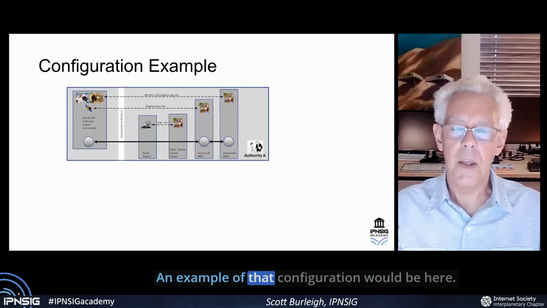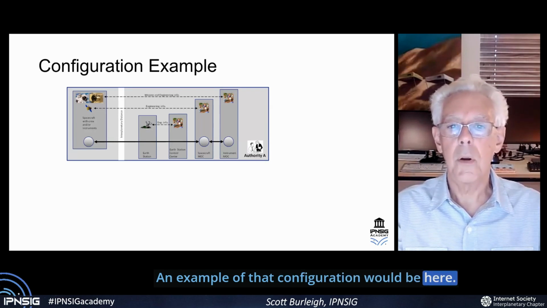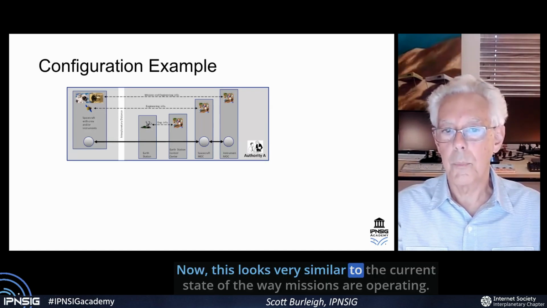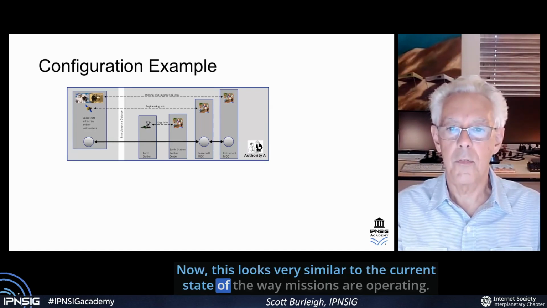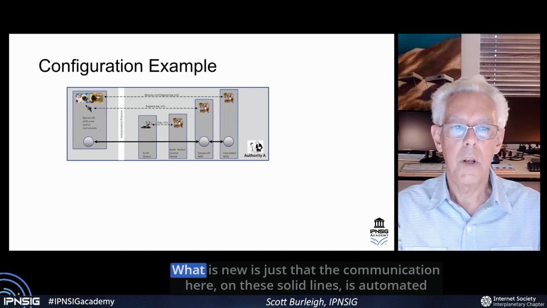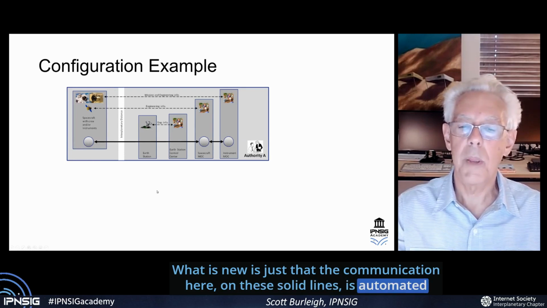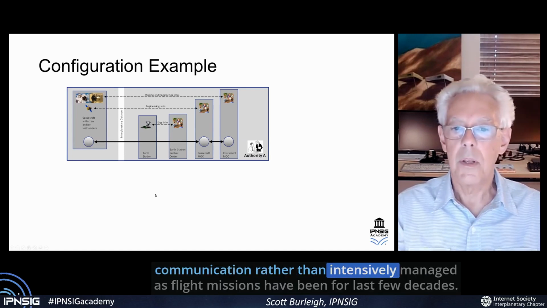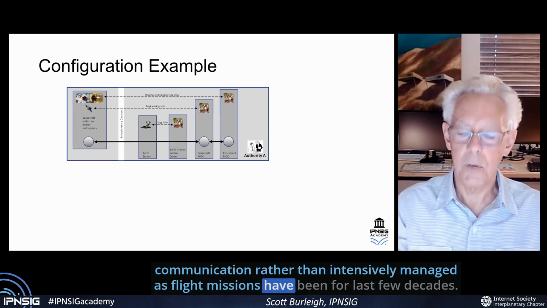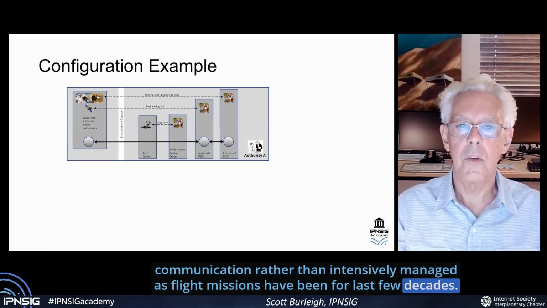An example of that configuration would be here. Now, this looks very similar to the current state of the way missions are operating. What is new is just that the communication here on these solid lines is automated communication rather than intensively managed, as flight missions have been for the last few decades.